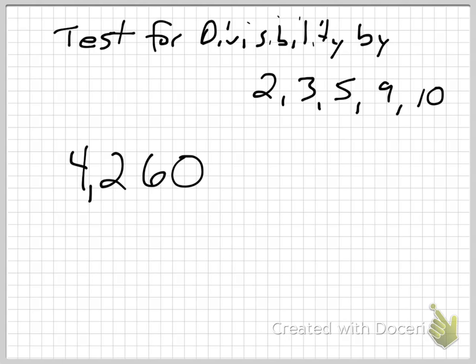Absolutely. You tell me all of those. Which ones are 2, 3, 5, 9, or 10? Which one is it divisible by? Do it now, please. Let's see how you did.